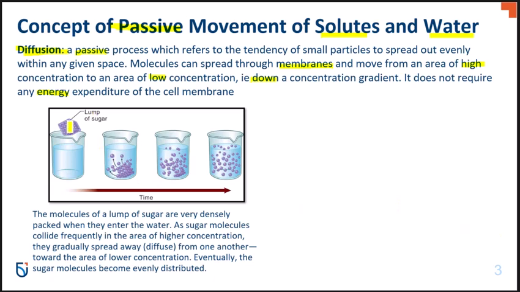So what we have here is a lump of sugar being placed in water, and what you can see happening over time is the sugar molecules, they started off very dense and packed, and then over time these sugar molecules are going to collide and move from where they are in higher concentration and spread out from each other, or diffuse from one another, to where there is a lower concentration of that substance. And so eventually there's going to be somewhat of an even distribution of those sugar molecules.